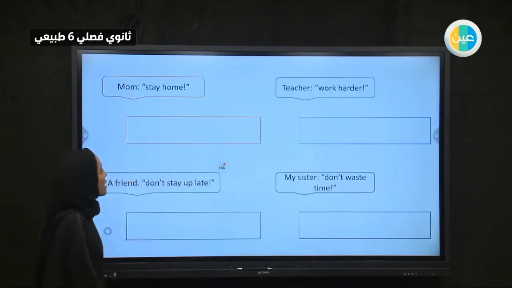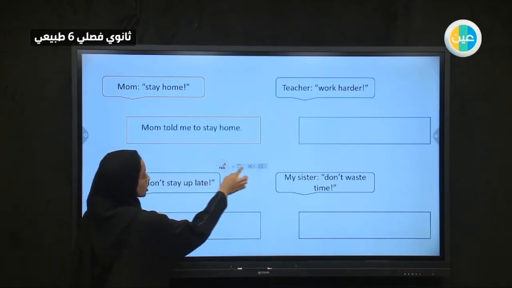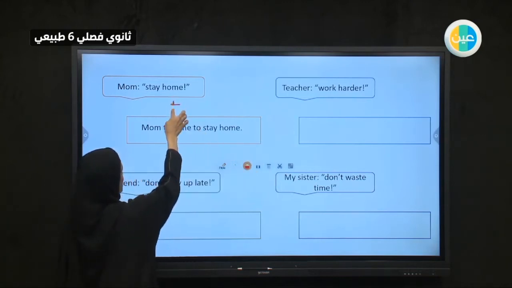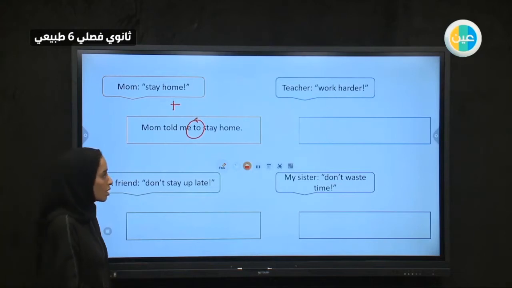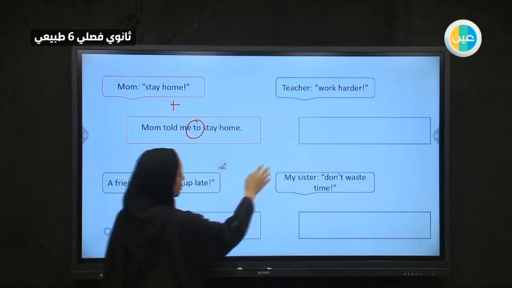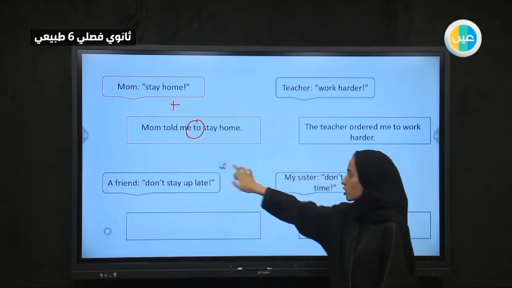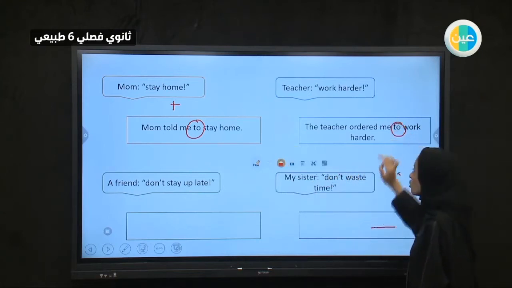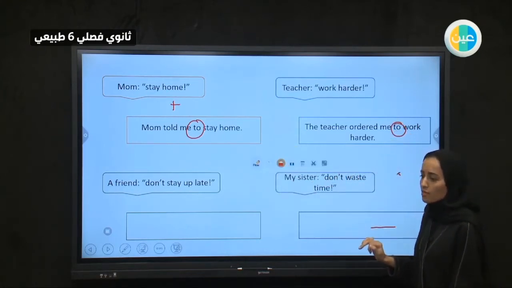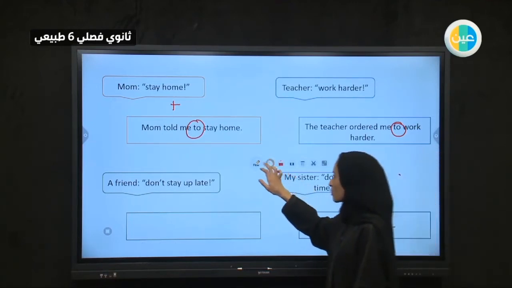Here, my mom says, stay home. Let's report this one. How can you? This is a positive instruction. So it's going to be, my mom told me to stay home. She told me to stay home. Next, we have here, my teacher says, work harder. So you would say, my teacher told me to work harder. We don't have a negative here. To work harder.